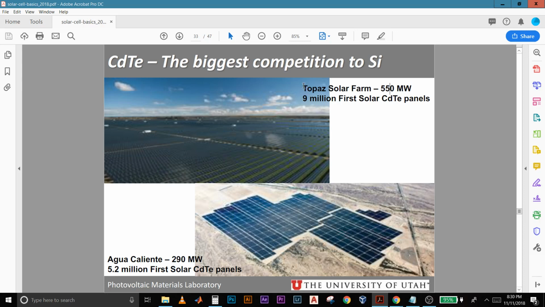We have these two solar farms. One is the Topaz solar farm, which can produce up to 550 megawatts, with 9 million solar panels which use the cadmium telluride technology. We have the Agua Caliente. I think the Topaz solar farm is in California and the Agua Caliente is in Arizona. It produces 290 megawatts of power from this solar panel distribution. And both of these use thin film photovoltaics, using the cadmium telluride material.